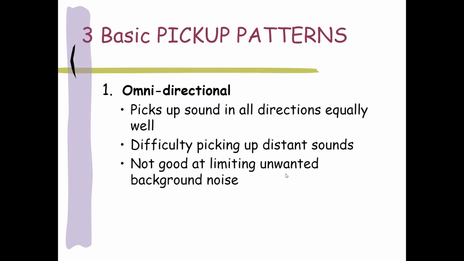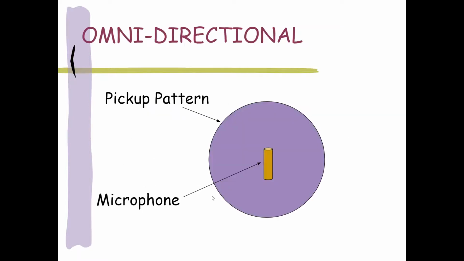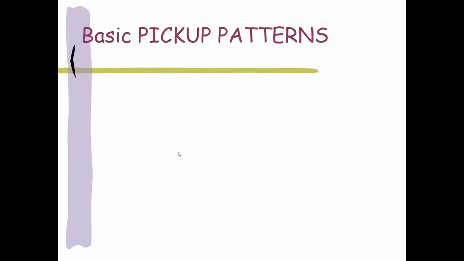And it is not good at limiting unwanted background noise because it's picking up sound everywhere, right? It's picking up sound behind the microphone as well. So here is your little microphone, the yellow thing here. Purple area is the pickup pattern. So it picks up sound all around the microphone, omnidirectional.